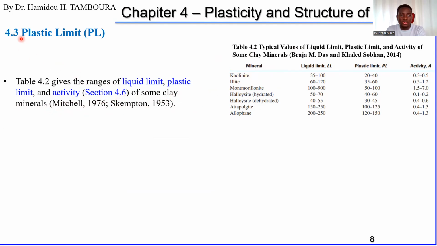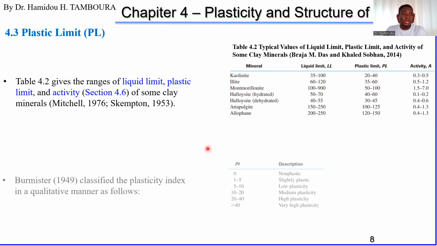For your information, this section is section 3, okay? In section 6, we'll talk about activity. So this table is showing us three parameters for some clay minerals. I think we have talked about all these clay minerals in chapter 1. Just for your information, you can read this later. And this table from this reference is giving us the plasticity index in a qualitative way.